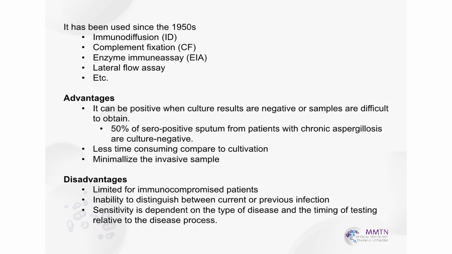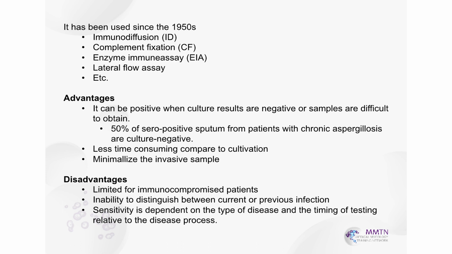Now you can see this. In 1950, we were already using immunological processes. The advantage is it can be positive when culture results are negative or the sample is difficult to obtain. And 50% of seropositive sputum with chronic aspergillosis are culture negative. So sometimes it's very difficult to get a culture. Serology will help guide us, but it's not strong evidence, so we need to consider it together with the clinical symptoms.